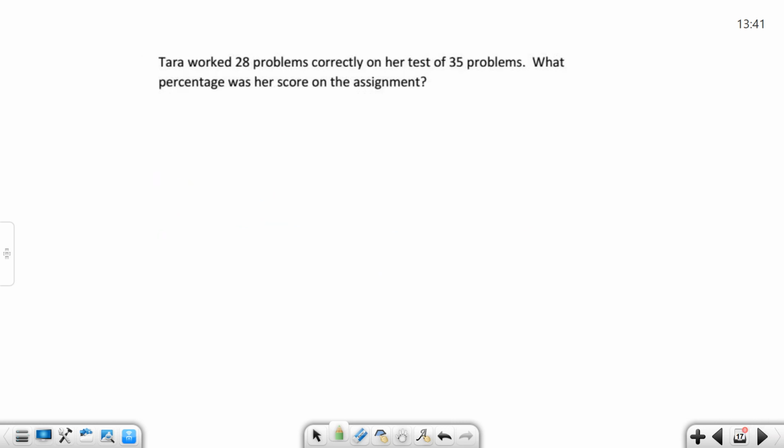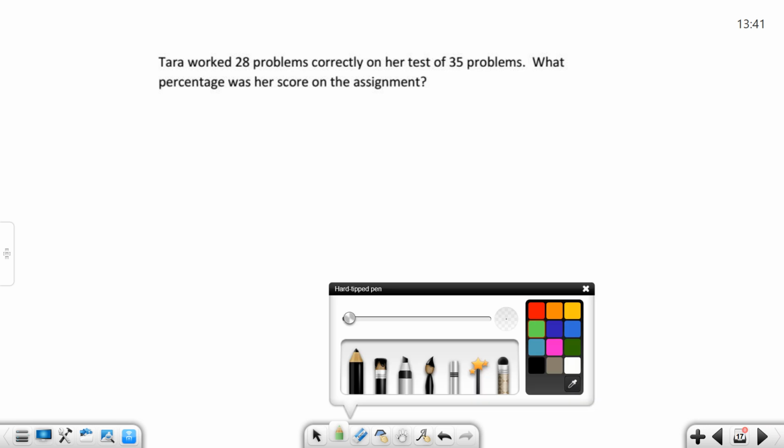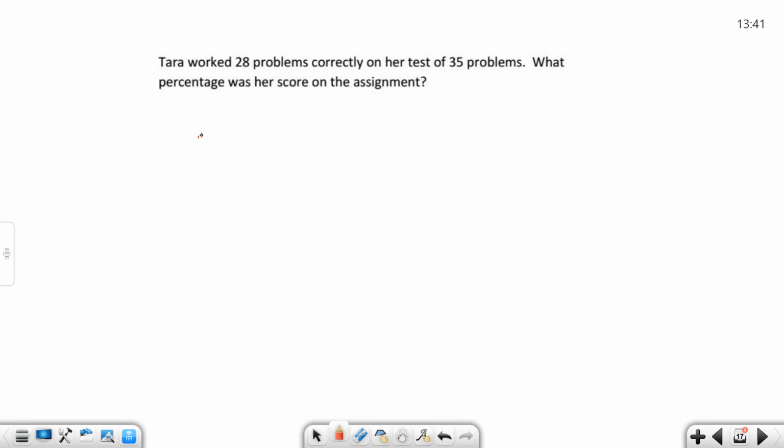Okay, let's try a different one. Tara worked 28 problems correctly on her test of 35 problems. What percentage was her score? Okay, so first let's write this as a ratio. She worked 28 out of a total of 35.